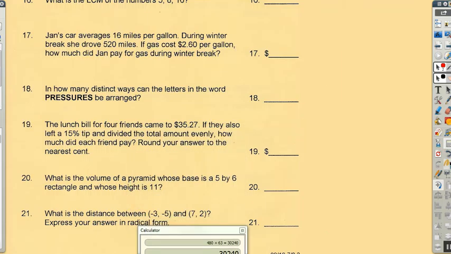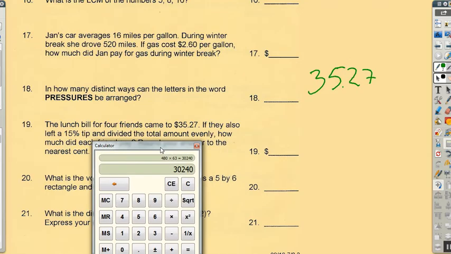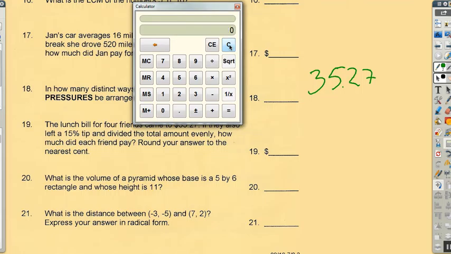All right. Next problem. The lunch bill for 4 friends is $35.27. They also left a 15% tip, and then they divided it evenly. All right. So this is another just simple math problem that can be long. Gotta love these long ones.